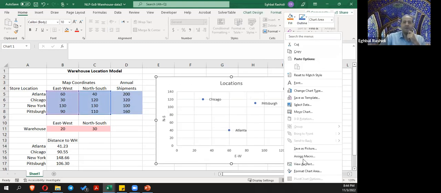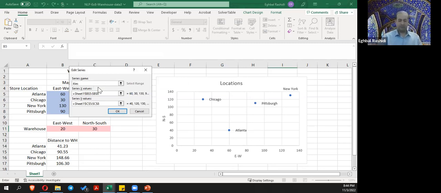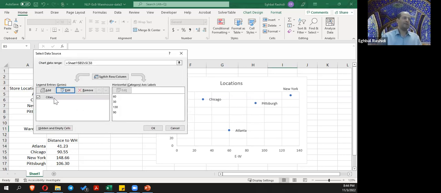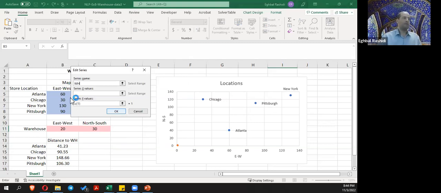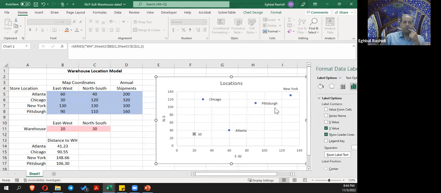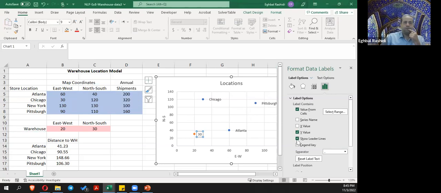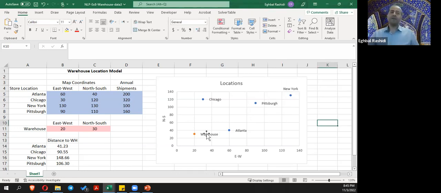I can also add the warehouse here for us. Let's pick the warehouse, select data. I'm going to change this to cities, and I'm going to add the warehouse here. The X value would be this one, and the Y value would be this one. Right now I have to add the label for this too. Finally, all right. So right now the warehouse is just far away from New York and Chicago. It's close to Atlanta, but this is not our optimal solution.